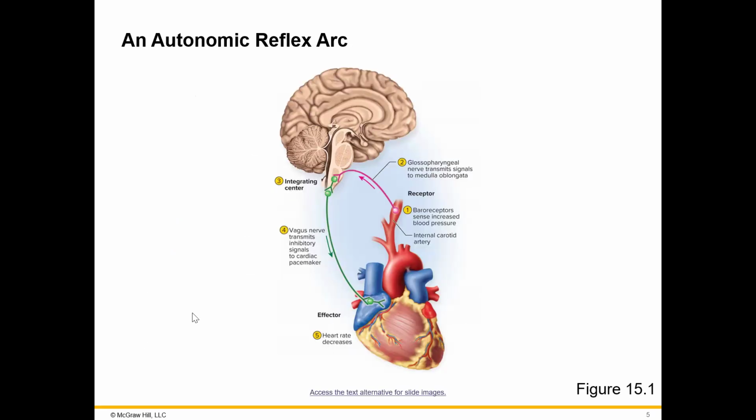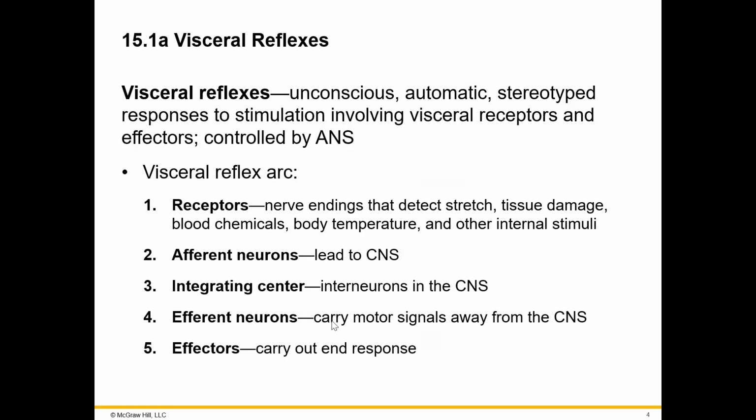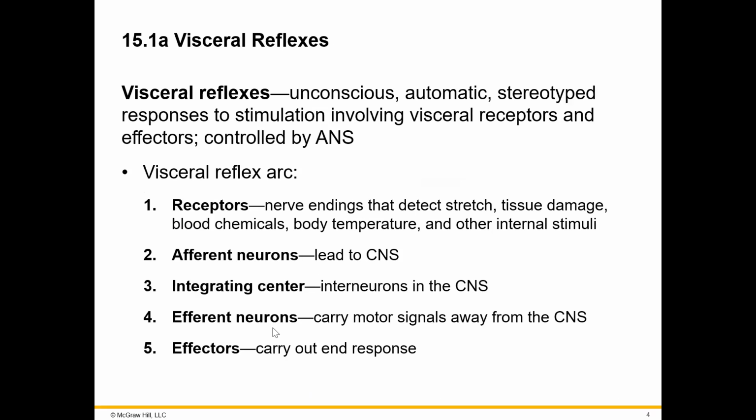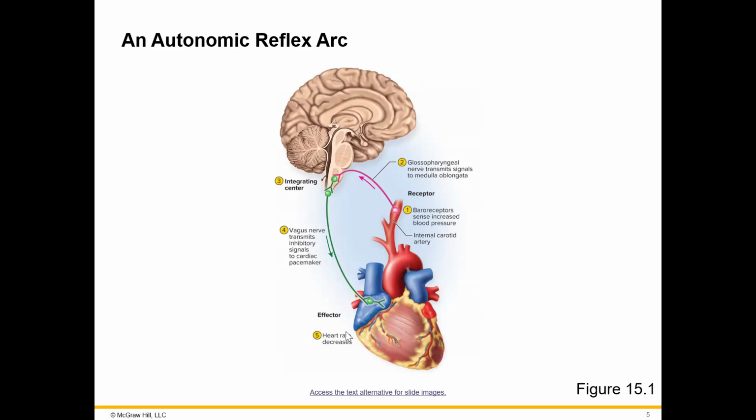Who's going to do our motor output? The efferent neuron, carrying the motor signal away from the central nervous system. Who's that? Excellent. The vagus nerve is going to transmit inhibitory signals to the cardiac pacemaker. And lastly, we're going to have our effector. Who's the effector? The heart. The heart is going to manifest the effect of dampening, pressing on the brake, and relaxing everything down.